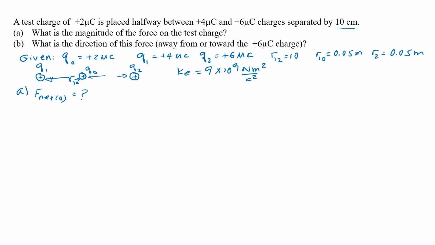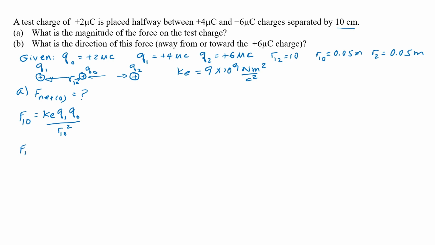Alright, so what is the force exerted by charge Q1 on our target charge, which is the test charge Q0? Let's call it F1, the force exerted by 1 on the test charge. That will be equal to the electrostatic constant multiplied by Q1 times Q0 divided by the square of the distance between the test charge and Q1. That is R10 squared.